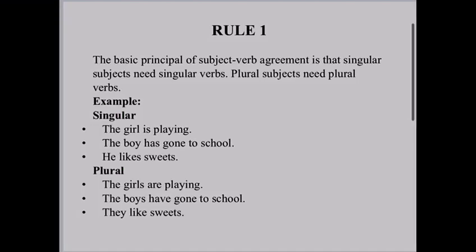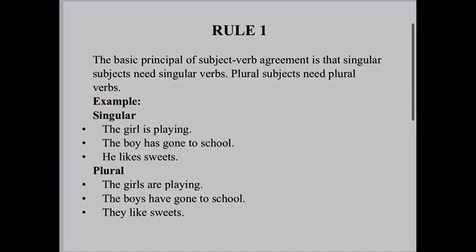Moving forward to the set of rules. The first and basic principle of subject-verb agreement is that singular subjects need singular verbs, whereas plural subjects need plural verbs. The examples are, the girl is playing. Here the subject is the girl and a singular verb is used to represent what she is doing. The girls are playing. Here the subject is the girls and therefore are, which is a plural verb, is used.